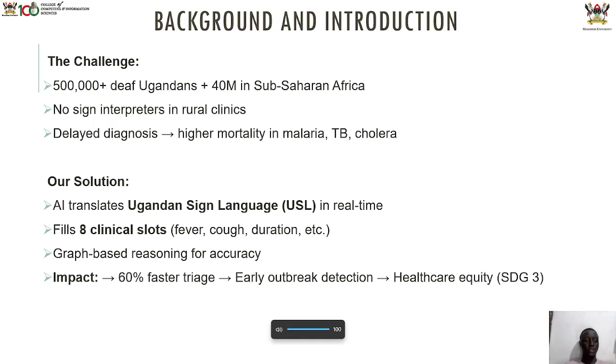Start with the background and introduction. Uganda has over 500,000 deaf people, and there are more than 40 million across sub-Saharan Africa. In rural clinics, there are no sign language interpreters, meaning deaf patients cannot easily describe symptoms. So this leads to delayed diagnosis and higher deaths from diseases like malaria, TB, cholera, and so many others.